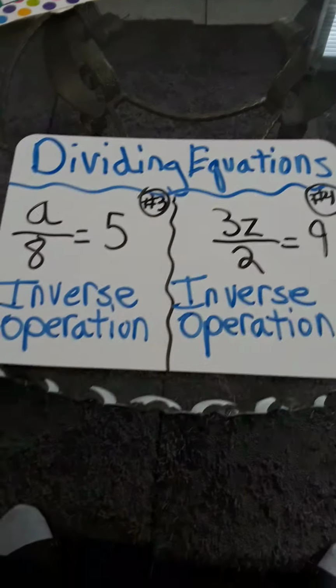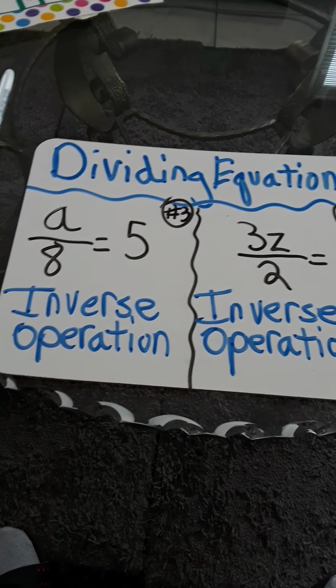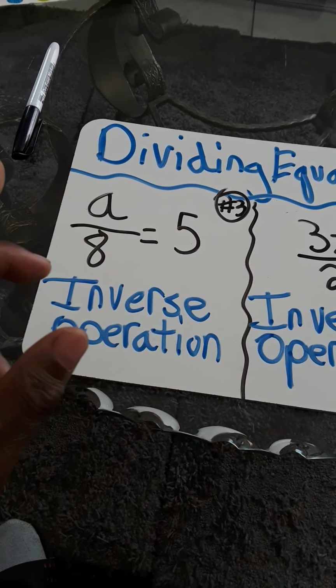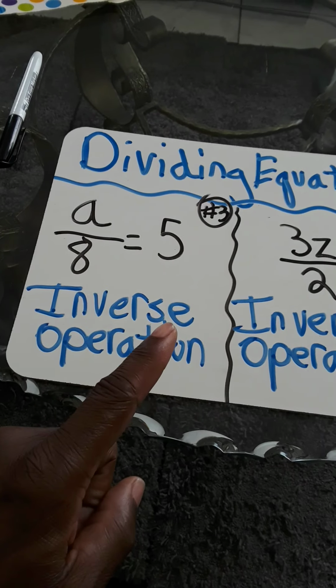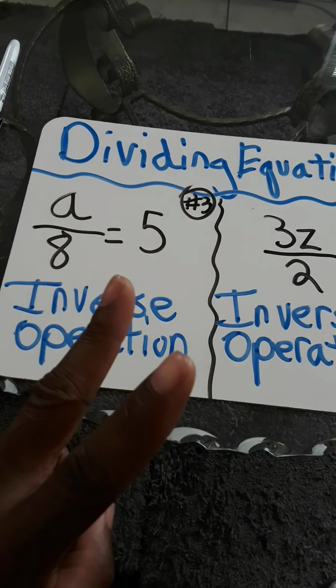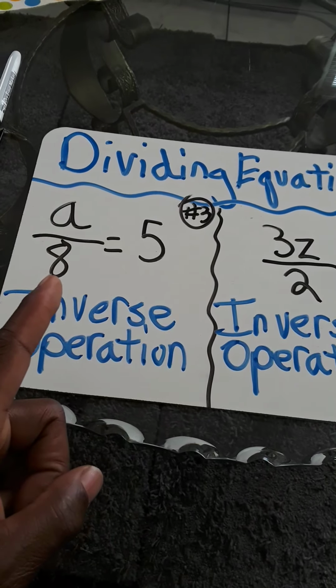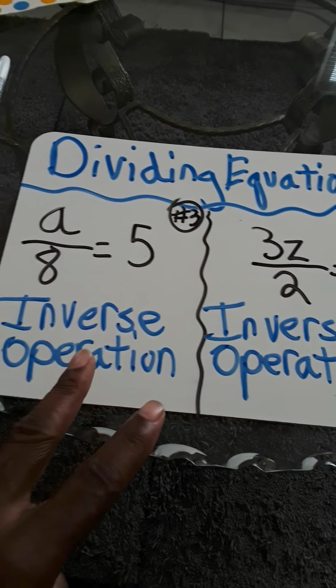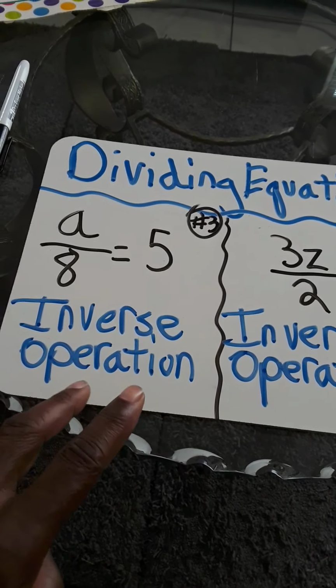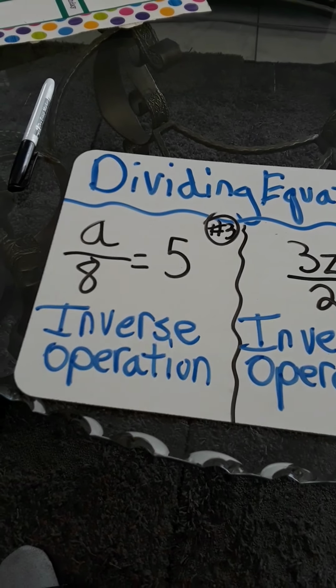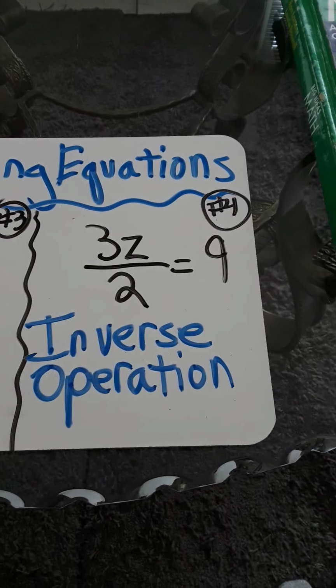Next one, dividing equations. Looks a little different, right? a divided by 8 equals 5. First thing, what type of equation is it? It's a division equation. Second thing, what is the inverse operation? What's the opposite of division? Multiplication.